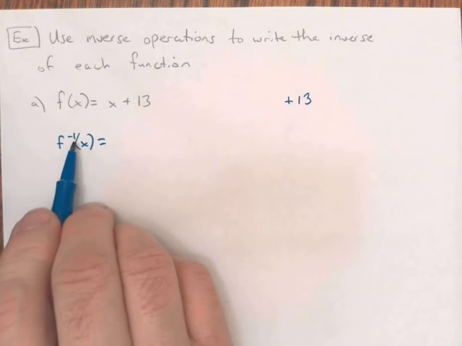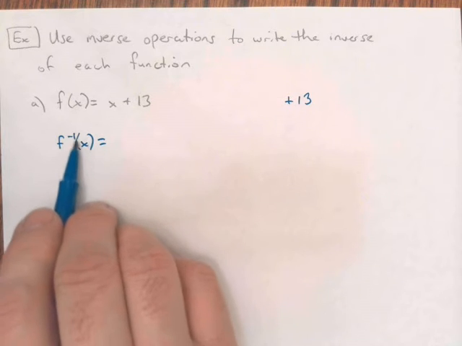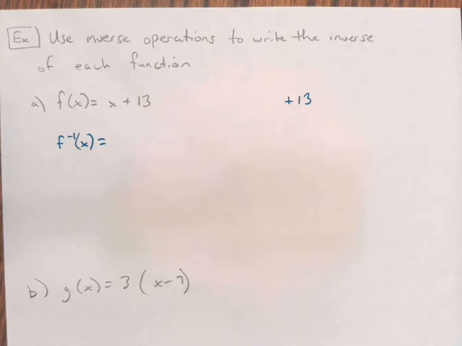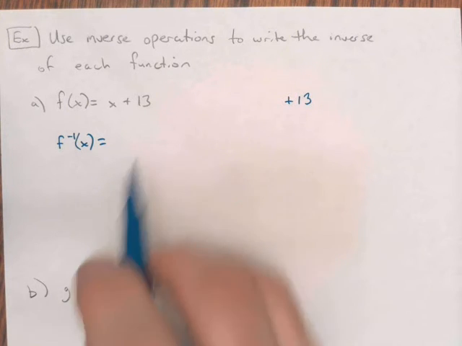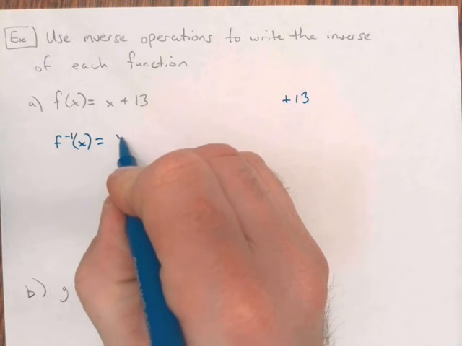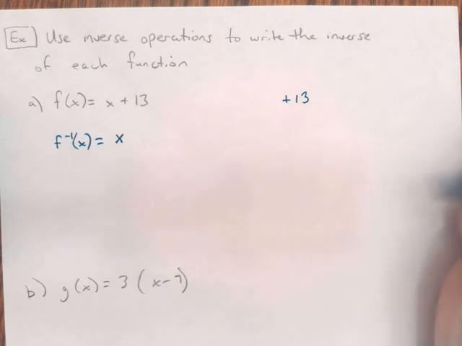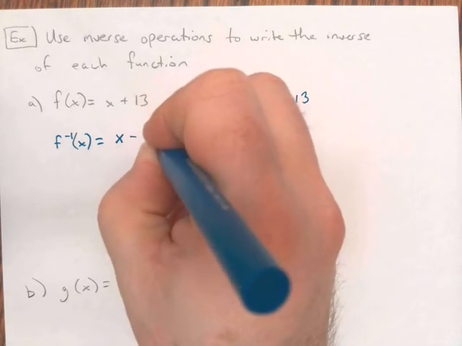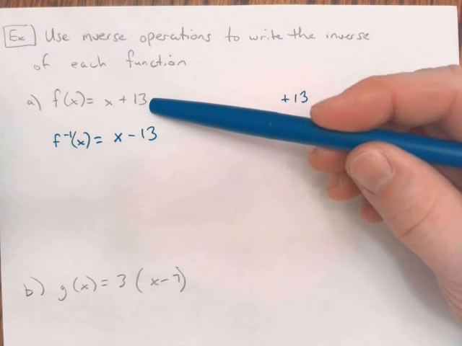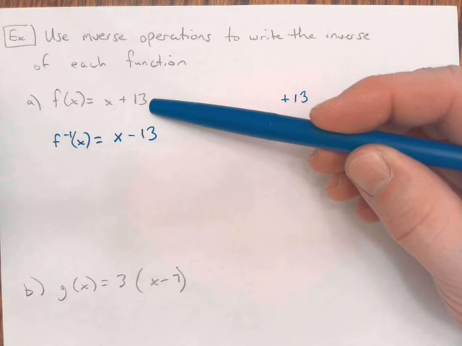So the inverse is denoted this way, it looks like f to the negative 1 power, with the x. That is the inverse of function f. That's how we write that. The original was x plus 13. What we need to do is take our variable x and do the opposite of this operation, which is to subtract 13.